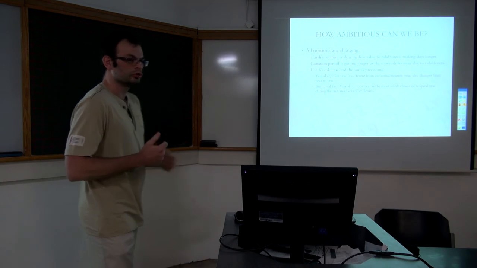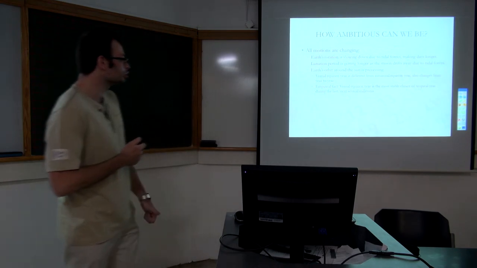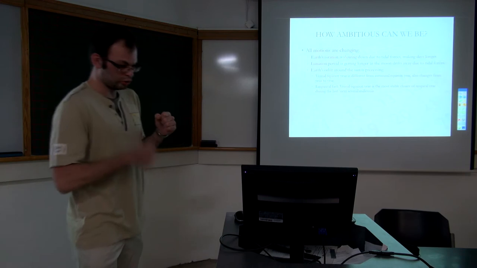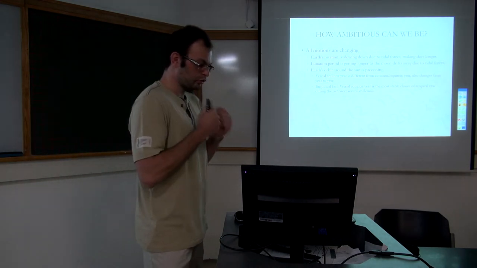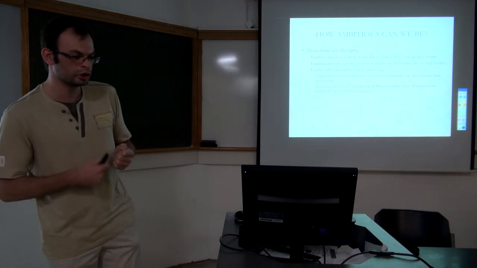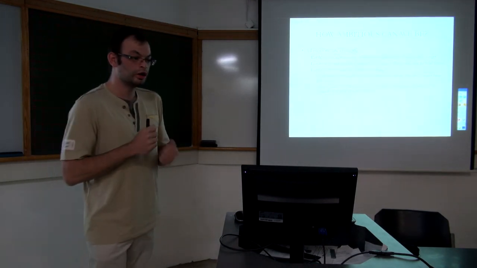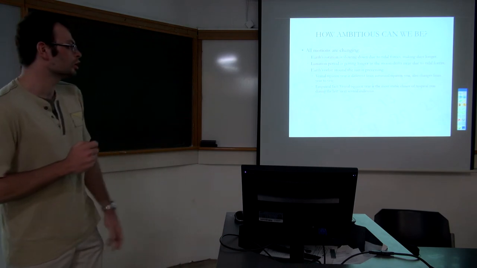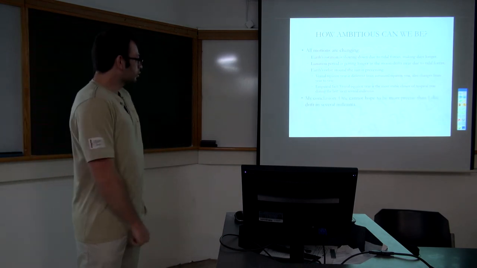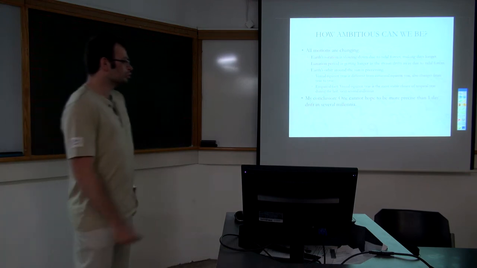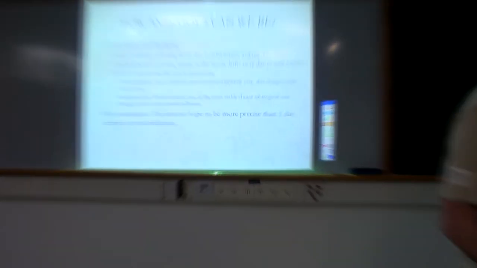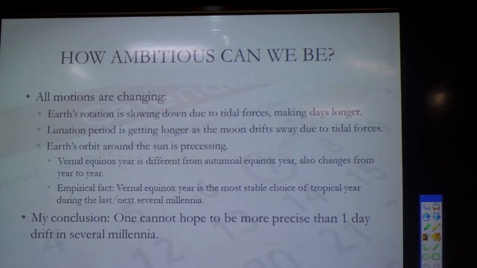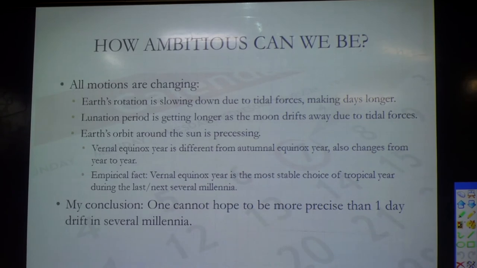And there's a lot of non-random and random noise due to various gravitational effects of the various bodies in the solar system. For instance, the vernal equinox, which is the point of spring, if you try to measure your year from the vernal equinox itself, it proves rather stable, but this is an empirical fact. For autumn, it's, by a couple of orders of magnitude, less stable for some reason. And my conclusion, by looking at various numbers, is that you cannot really design a calendar which will be more precise than one day drift within several millennia. So let's keep that in mind and not get overambitious.